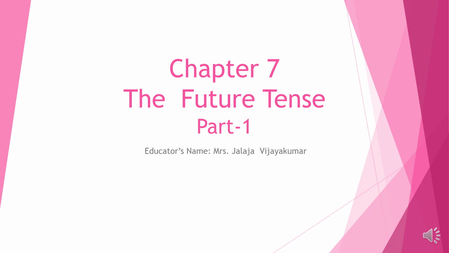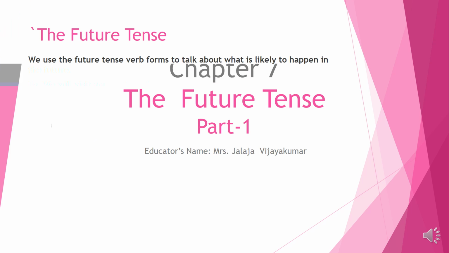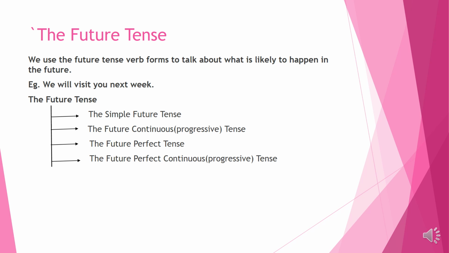You have already learned the present tense and the past tense. Today let us learn about the future tense. Okay children? The future tense. We use the future tense verb forms to talk about what is likely to happen in the future. Example, we will visit you next week.